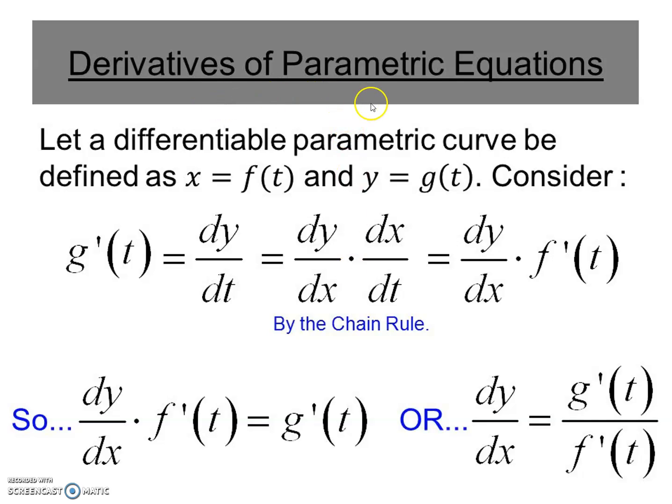Now the derivative of the parametric function we have to discuss. How is it possible? Let a differentiable parametric curve be defined by x is equal to f of t and y is equal to g of t. Consider g dash of t is equal to dy by dt, and dx by dt is equal to f dash of t. So dy by dx is equal to g dash of t upon f dash of t.